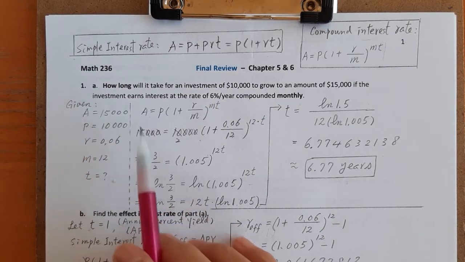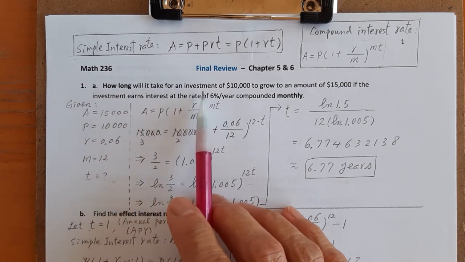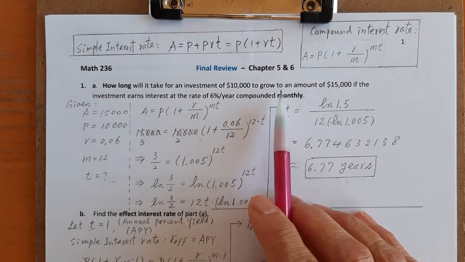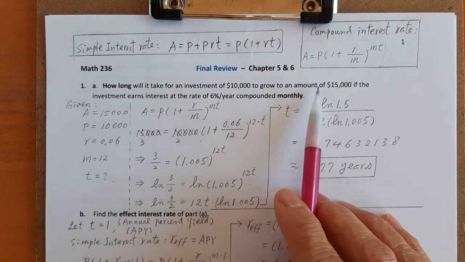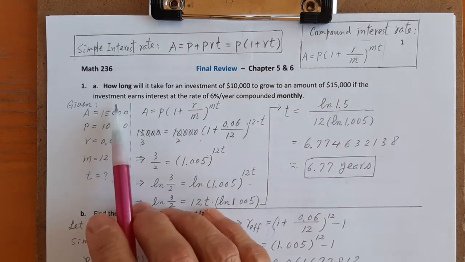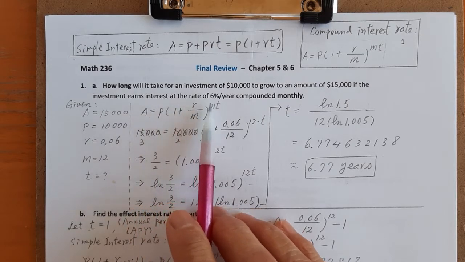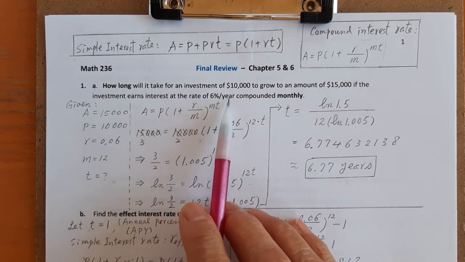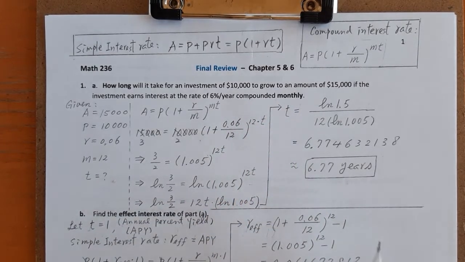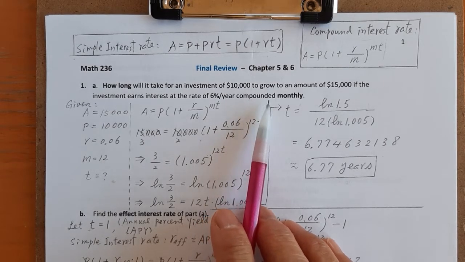First question. A. How long will it take for an investment of $10,000 to grow to an amount of $15,000 if the investment earns interest rate at 6% per year compounded monthly? So this is a compounded interest rate.